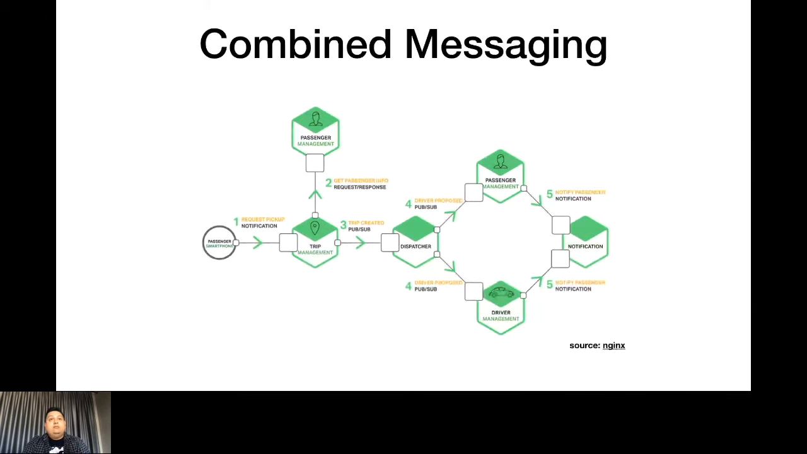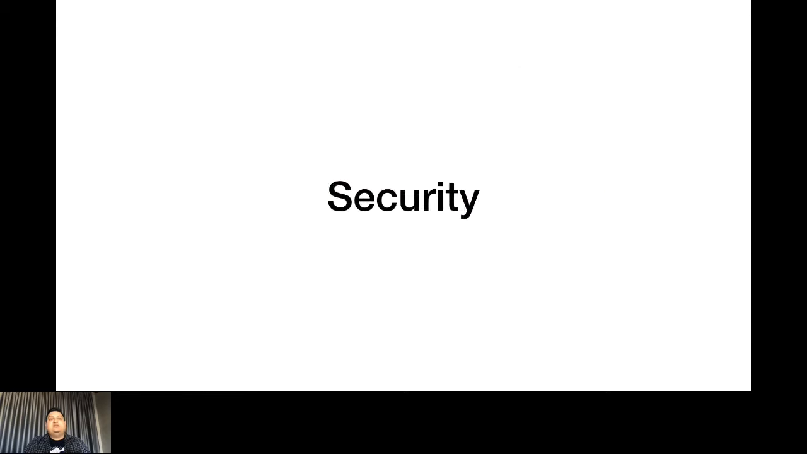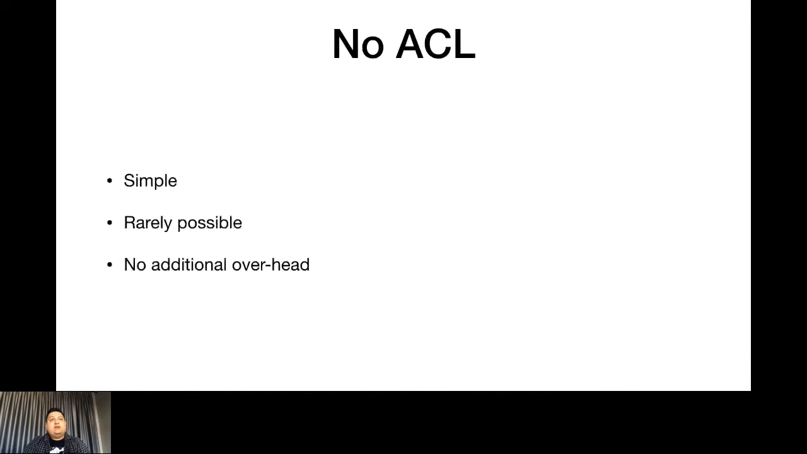Okay, so when we are done with the messaging, let's jump into the security. There are many different approaches to security, but it's probably not the easiest topic when it comes to microservices. But the simplest solution we have is no security at all. So this is pretty obvious, but it's simple. You have no overhead, but the bad thing is that it's very rarely possible, because in most cases, you want to have some kind of security in your application.